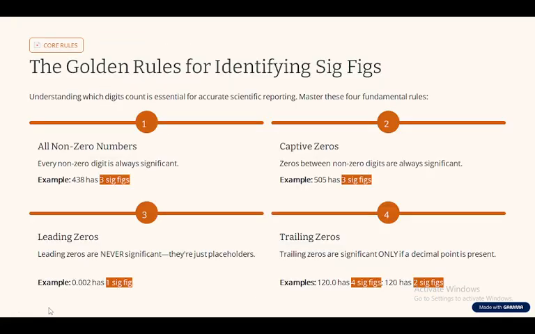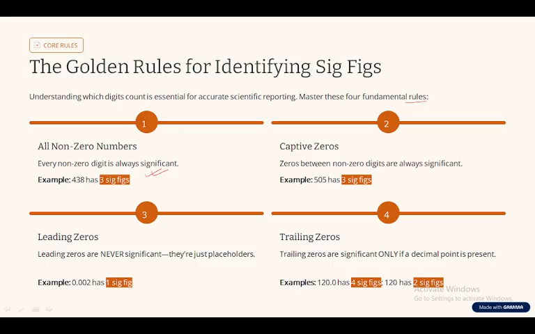The golden rules for identifying significant figures. Understanding which digits count is essential for accurate scientific reporting. Master these four fundamental rules. Rule number 1: all non-zero numbers. Every non-zero digit is always significant. For example, 438 has 3 significant figures.